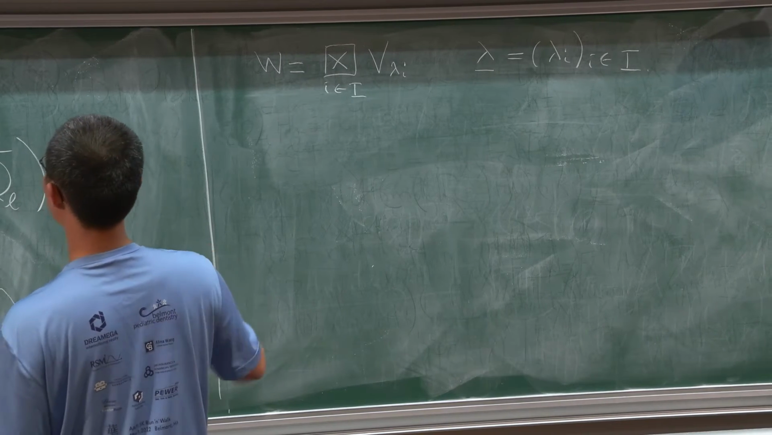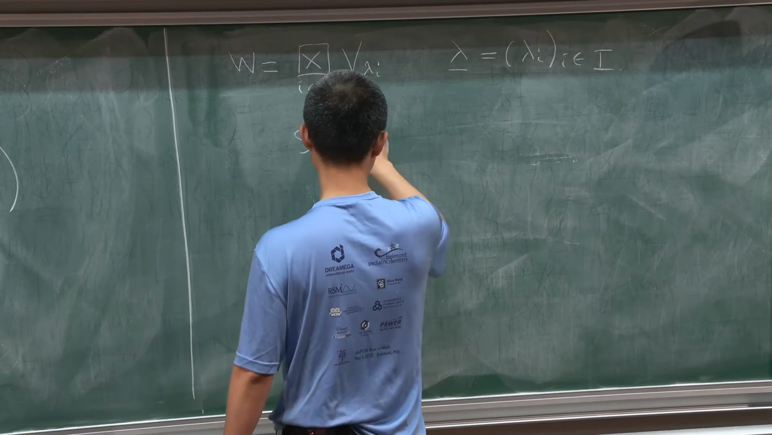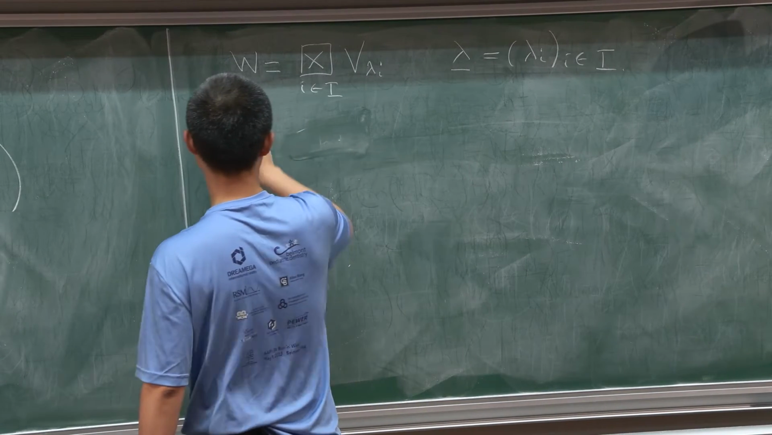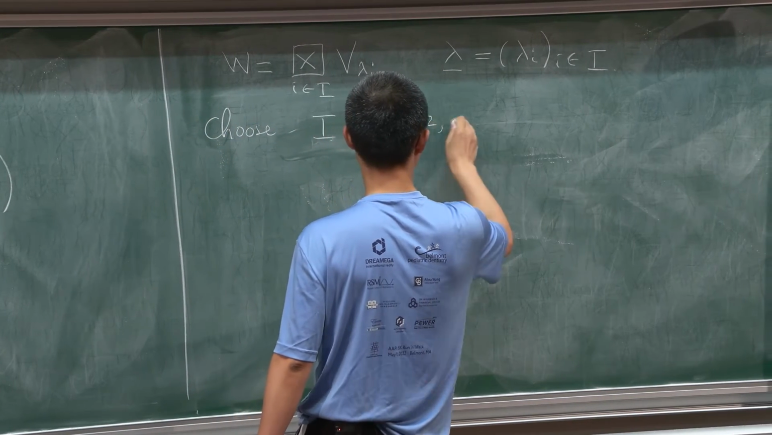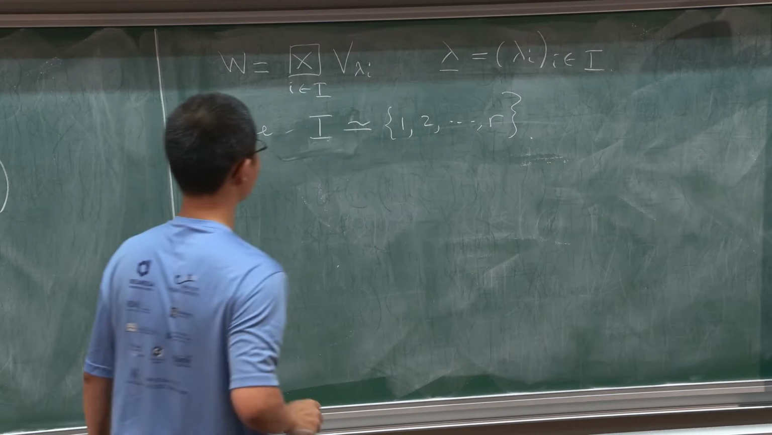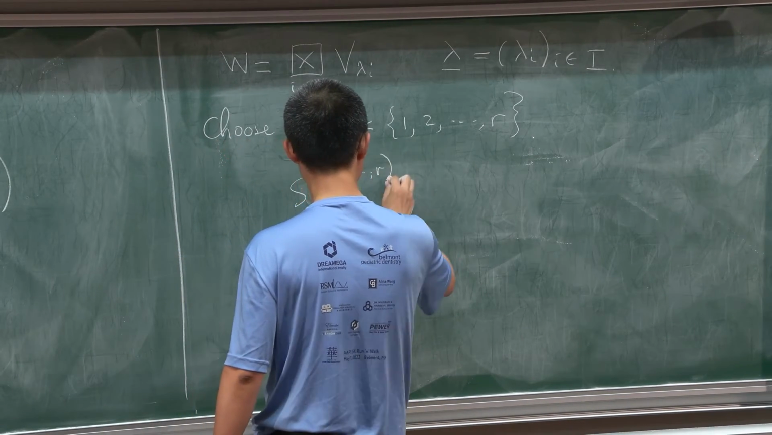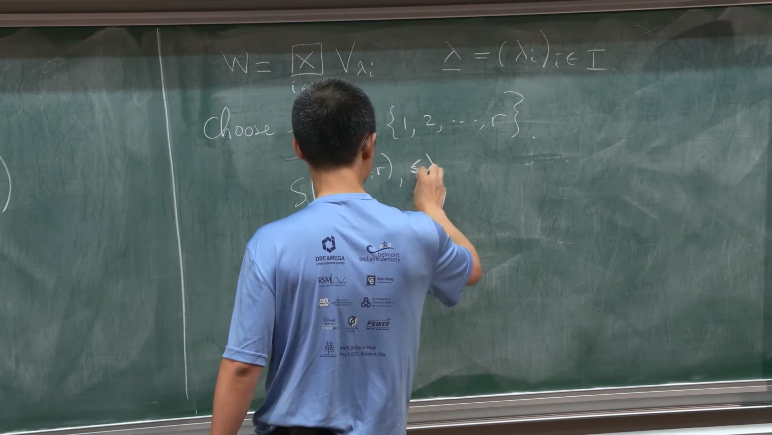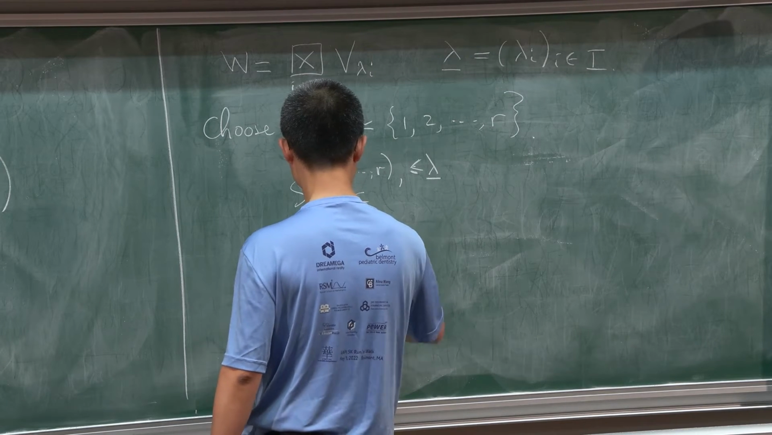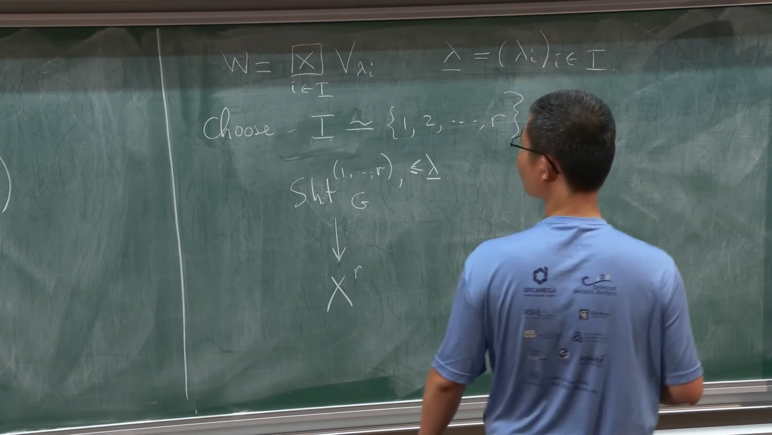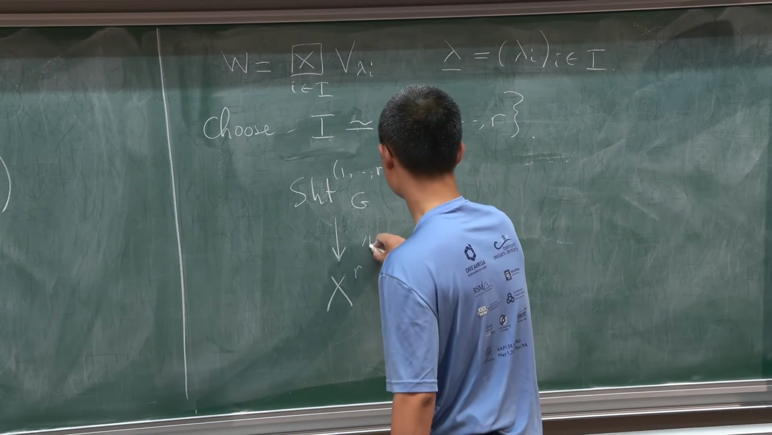Now we choose an ordering. This gives the Shtuka iterated version, less than or equal to lambda, to X to the r. So let's call this pi.